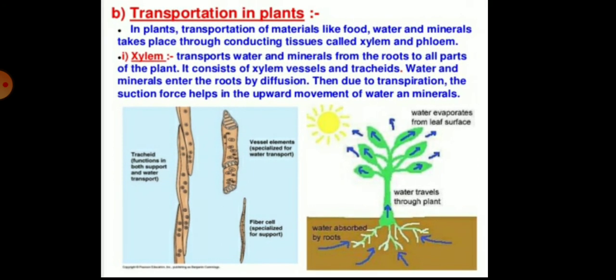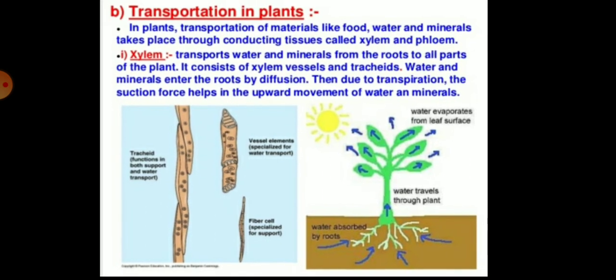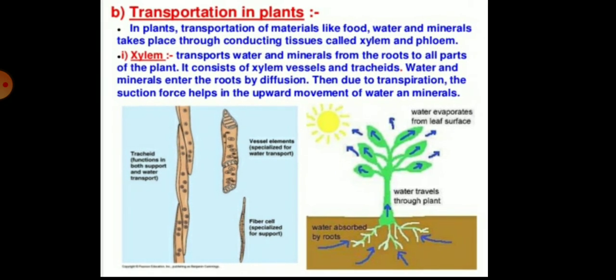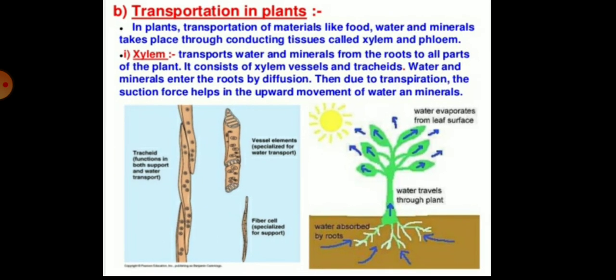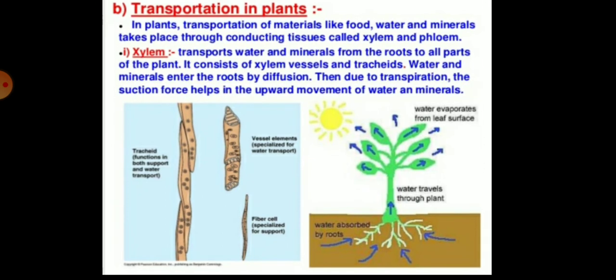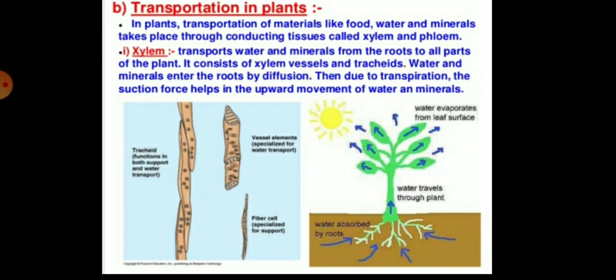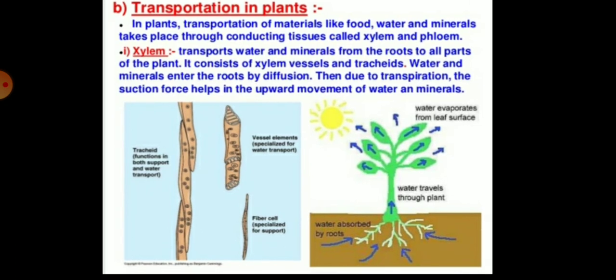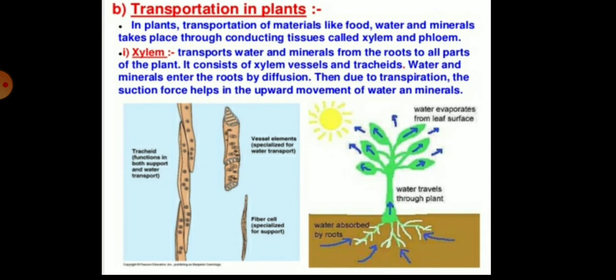Diffusion is a process in which molecules move from a higher concentration to a lower concentration. In the soil, the concentration of water is more, and the minerals are also more, as compared to the roots. So, children, the water goes from the higher concentration to the lower concentration. Then, due to the transpiration process, the suction force helps in the upward movement of water and minerals.